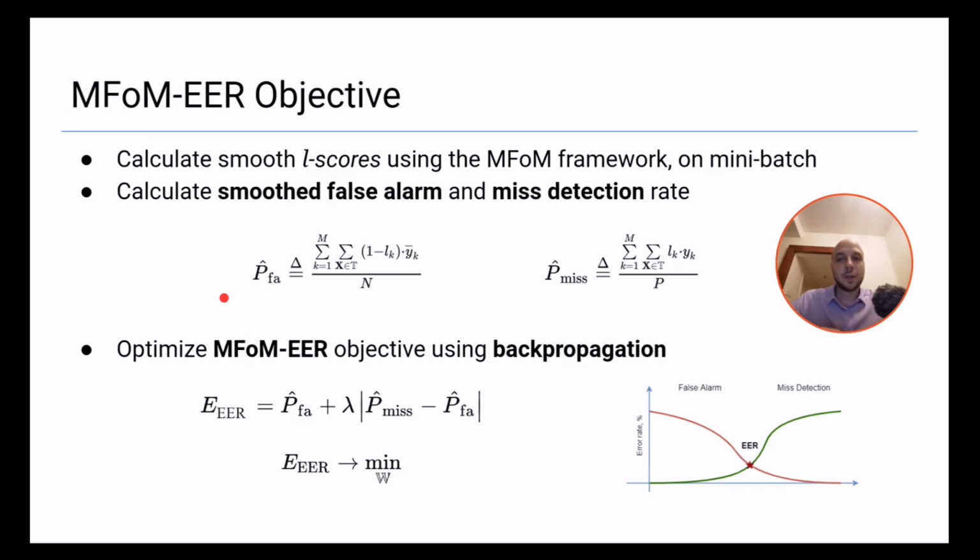Then we construct the MFOM equal error rate objective, which is represented as conditional optimization of false alarm and regularization, which is the difference between misdetection and false alarm, where lambda is a non-negative Lagrange multiplier. We optimize this objective using backpropagation.